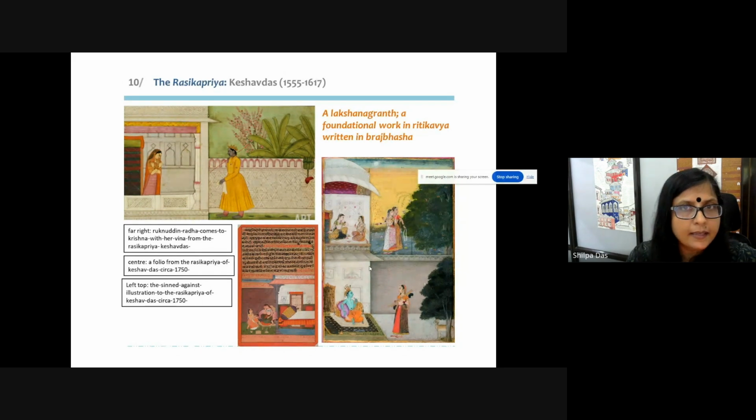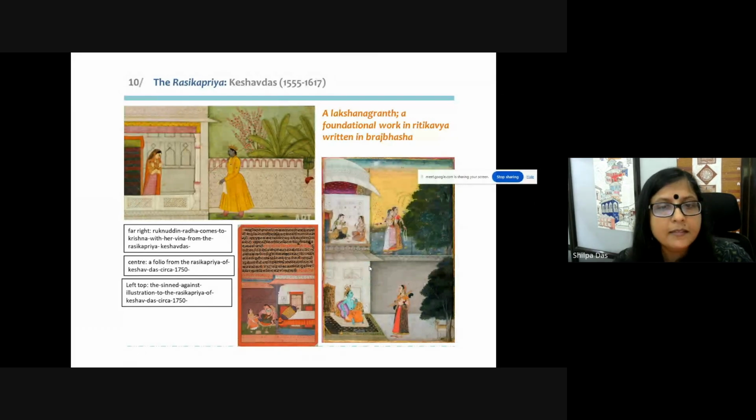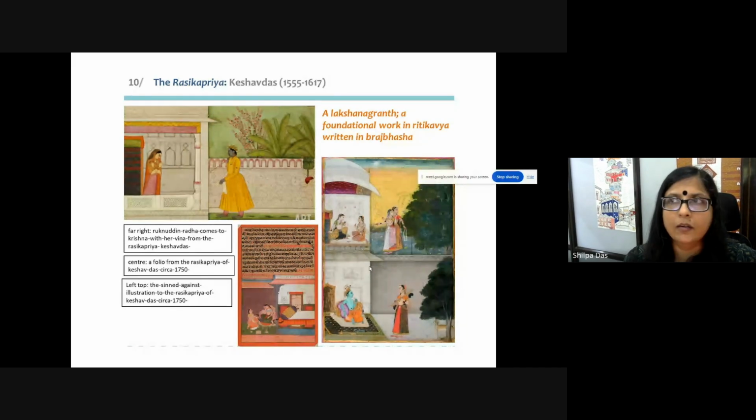So, works like this set into motion a very complex typology. Then, after that, you have a series of ideal lovers and their mental states, which are expressed in the paintings. And they had two things: the heroine's intense longing for her beloved who is absent, and then the beloved comes and the joy of their meeting.